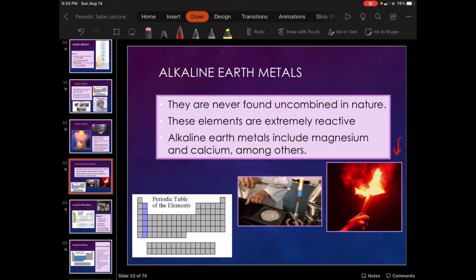Now we come to group 2A, alkaline earth metals. They are never found uncombined in nature as well. These elements are extremely reactive, not as reactive as the alkali metals, but they are still extremely reactive. I bet you can kind of guess why based on its position on the periodic table. You can predict fairly reasonably that they will be reactive based on that position. And that has to do with your valence electrons, right? And you could tell the valence electrons by the group that it's in. But again, we see that they are reactive. They're used in flares and grenades and different things like that.